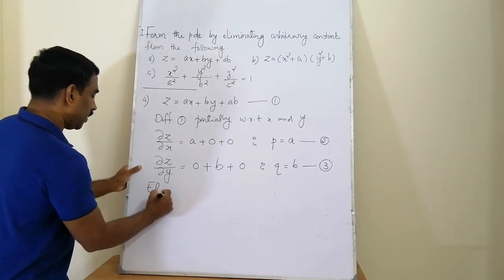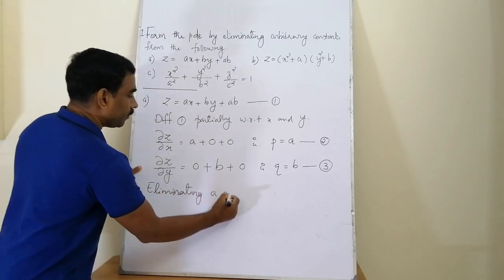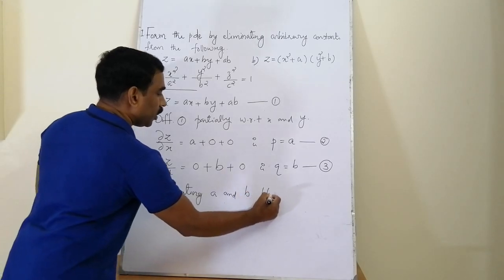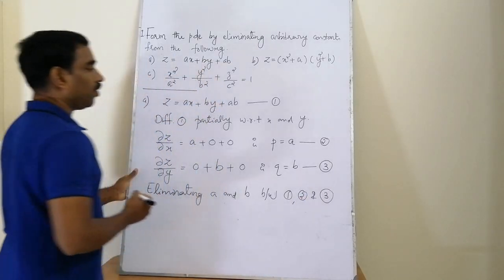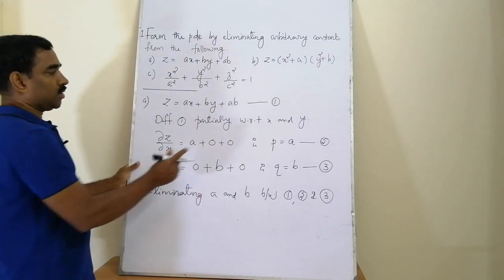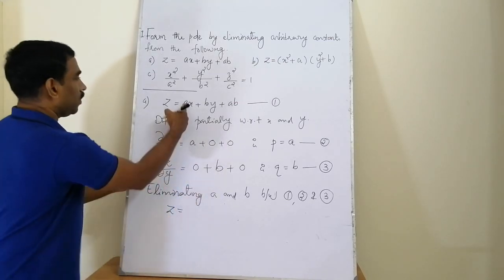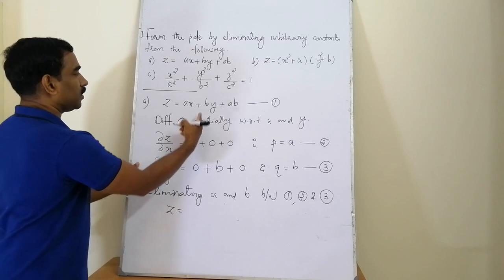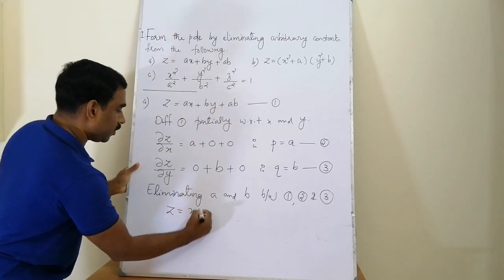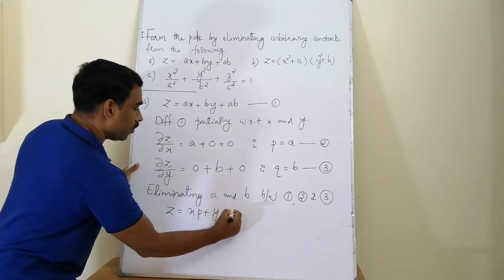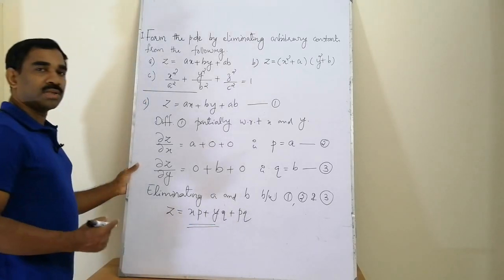So we write the next step as eliminating a and b between equations 1, 2 and 3. And here the elimination process is just a substitution. Substituting equations number 2 and 3 in equation number 1, we get z is equal to px plus qy plus pq, or we can write this as xp plus yq plus pq. So this is the required partial differential equation.